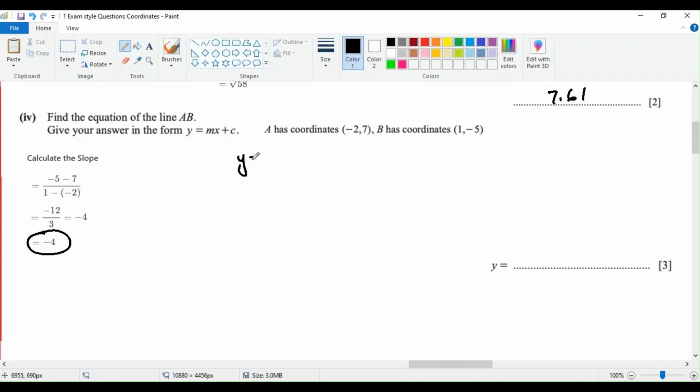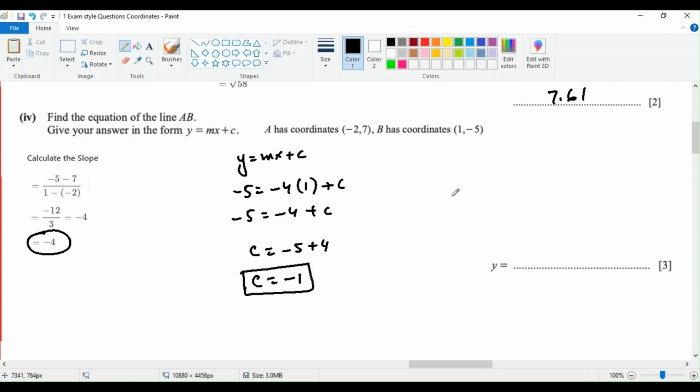That means y equals mx plus c. We can take any point we want. I am taking -5 here for y, and the gradient is -4. x is 1, plus c. That means -5 equals -4 plus c. So c is going to be -5 plus 4. That means c equals negative 1. So the final equation is going to be y equals -4x minus 1.